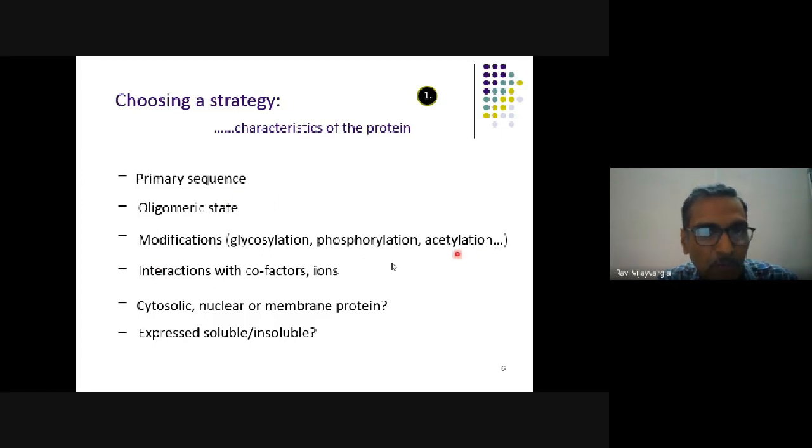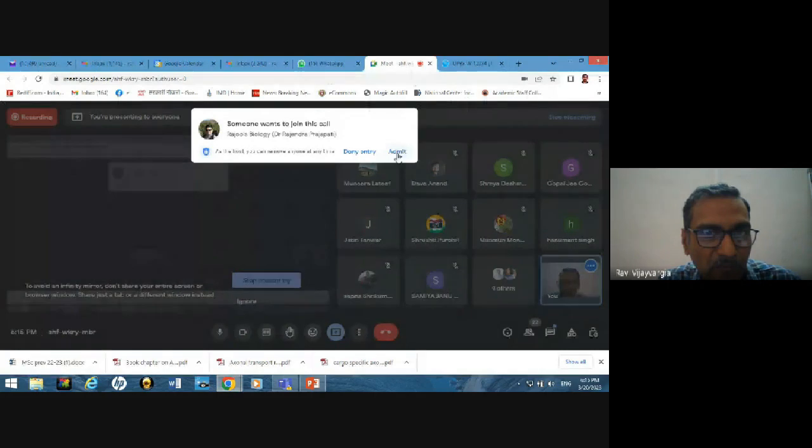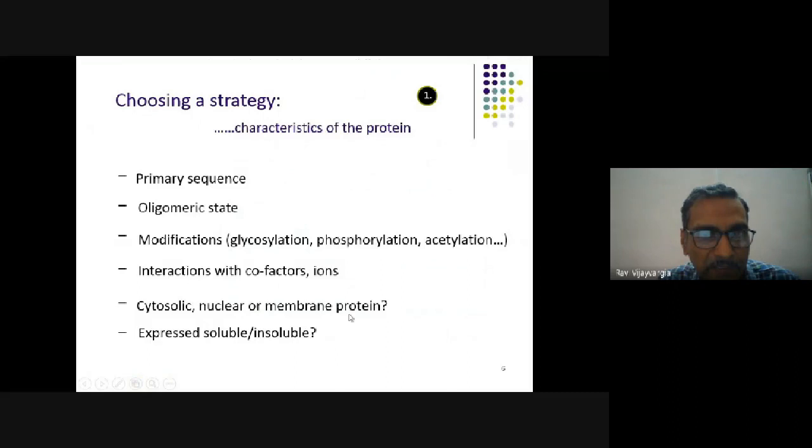Also modification. If you are already aware which modifications are present in your protein of interest, that will help you devise a strategy to preserve the modifications which might be important for the activity of the protein. Also the information about interaction with cofactors and ions, because a lot of time cofactors and ions are important for the activity. If you know which cofactors and ions are required, you can include them in the buffers during the purification process so that you get an active protein at the end.